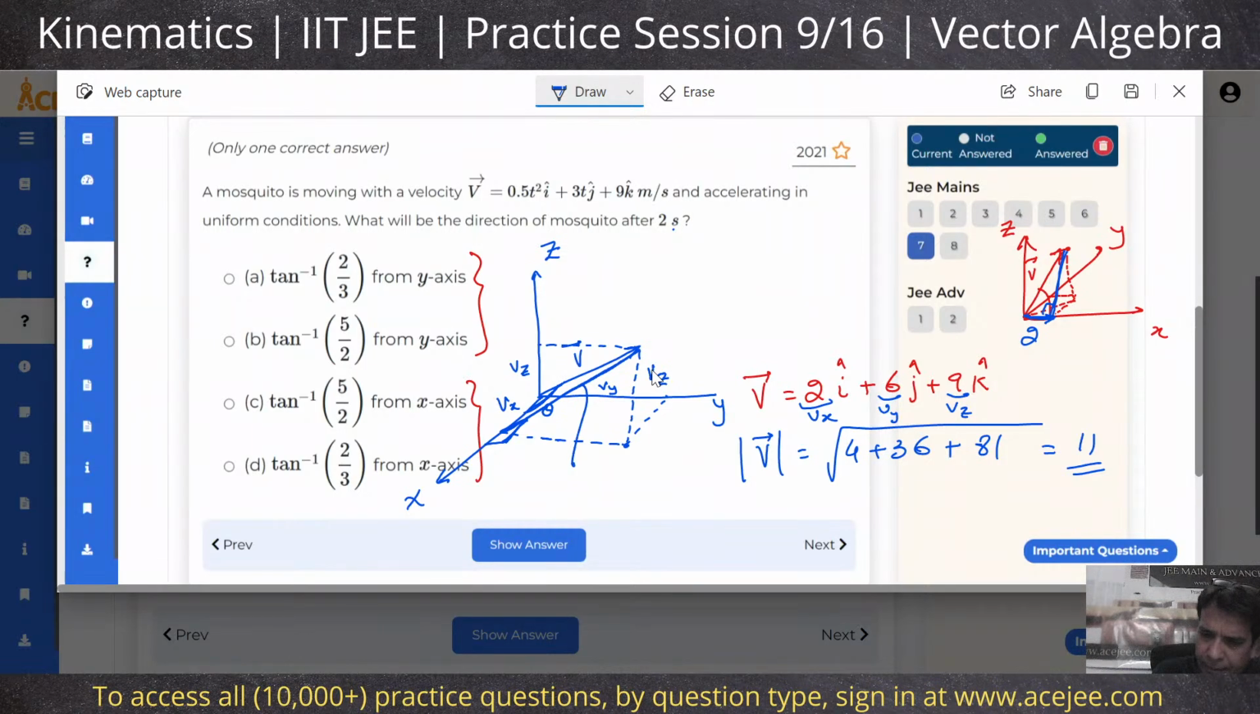Peter, so cos theta is 2 divided by 11. Correct, beta? Yes, sir. What will be sine theta? Sir, under root 117 by 11.